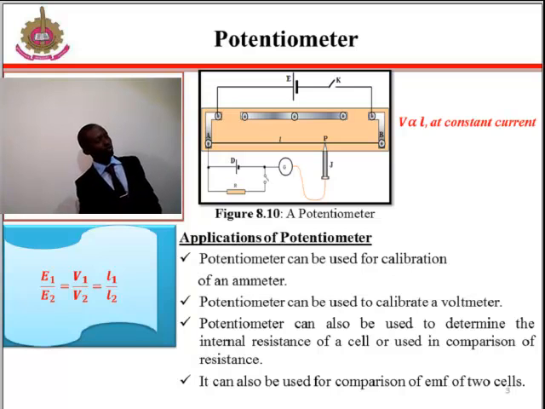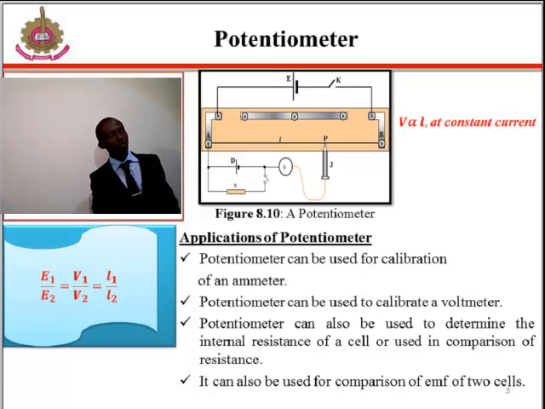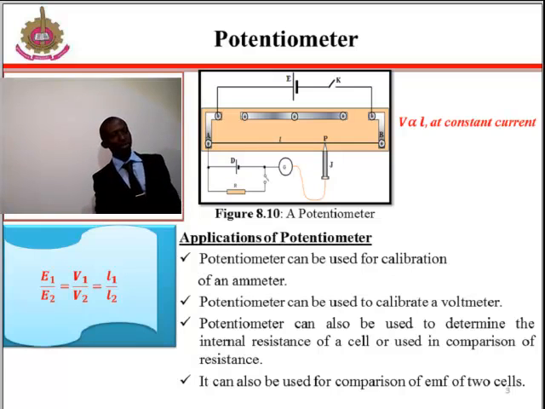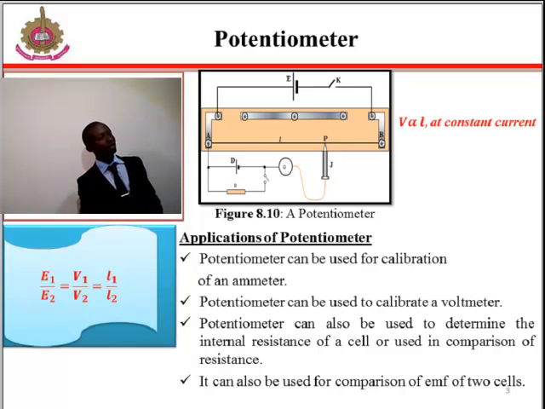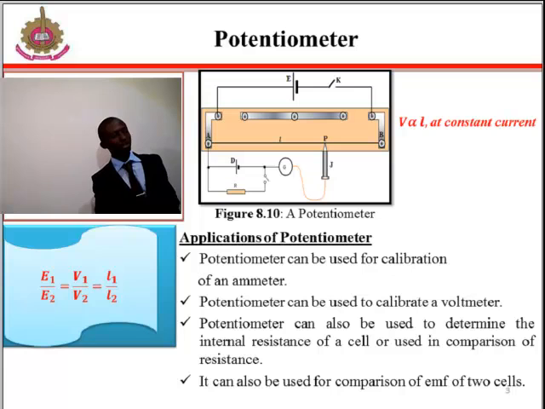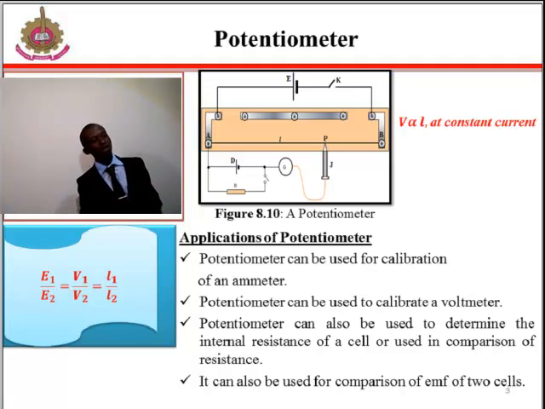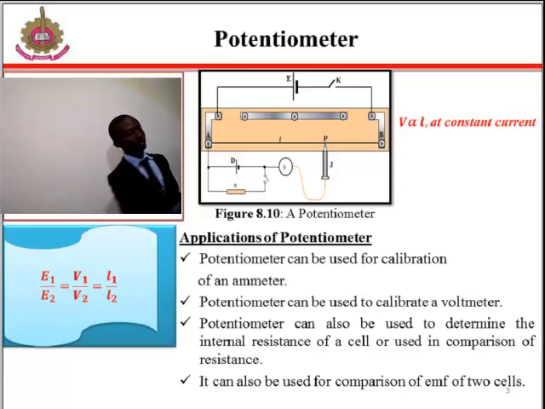Applications of potentiometer. Some of the applications of potentiometers are: 1. A potentiometer can be used for calibration of an ammeter. A potentiometer can be used to calibrate a voltmeter, and it can also be used to determine the internal resistance of a cell or in comparison of resistance. It can also be used for comparison of EMF of two cells.